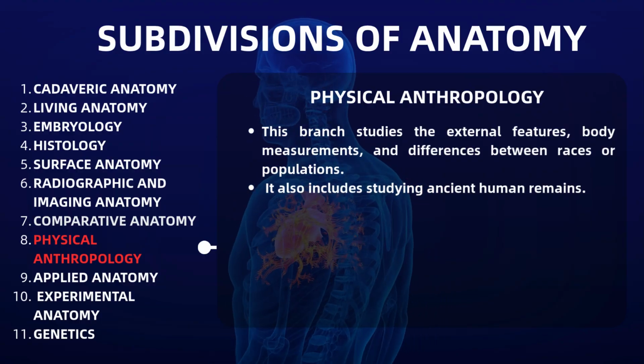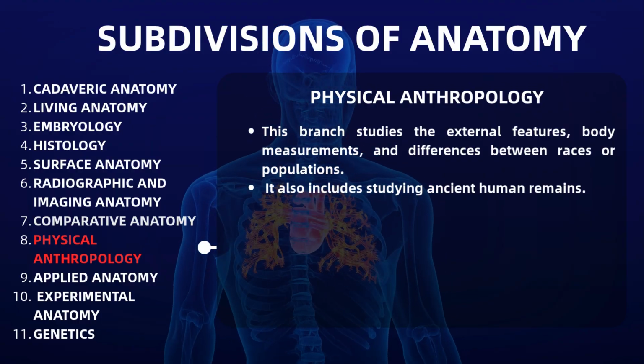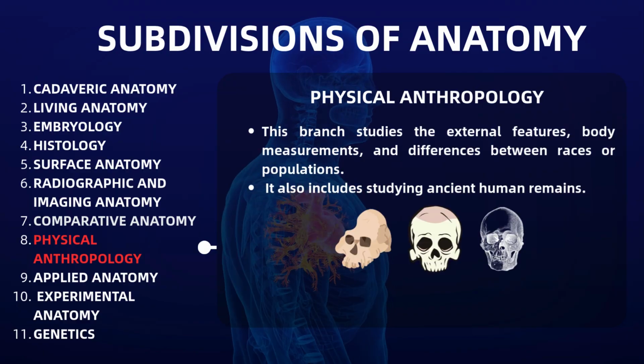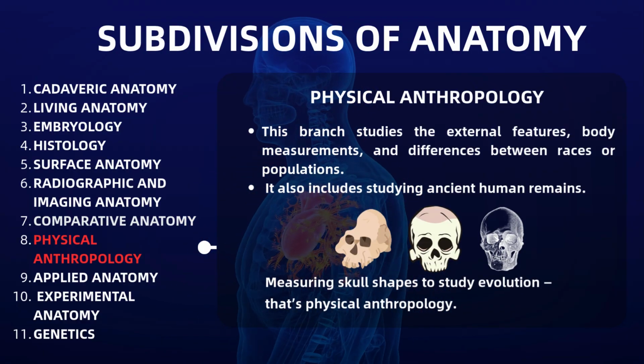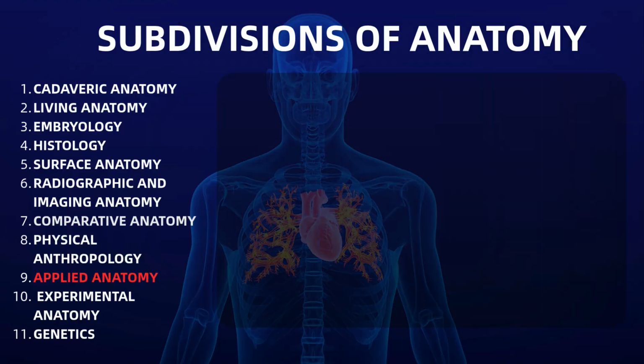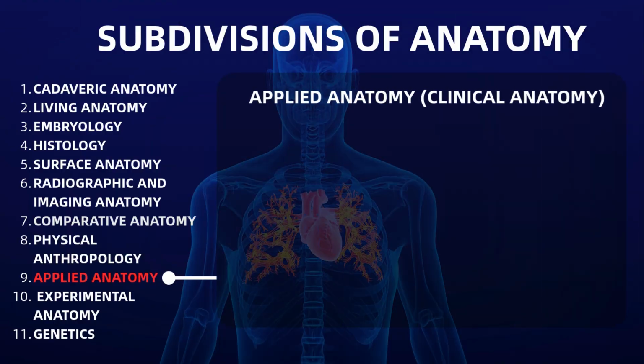It also includes studying ancient human remains. Example, measuring skull shapes to study evolution. That's physical anthropology. Let's talk about applied anatomy, which is clinical anatomy.